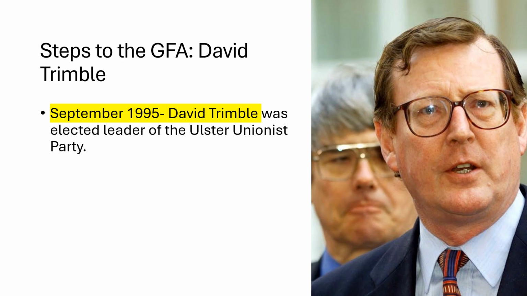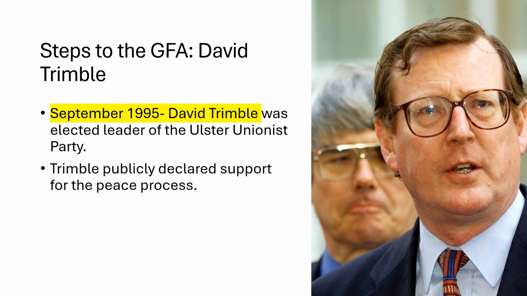The next big step then is David Trimble. So in September 1995, this man on the right of your screen, David Trimble, was elected as the leader of the Ulster Unionist Party. That's the party that had been the big unionist party in Northern Ireland since the 1920s. That's the party of Terence O'Neill and Brian Faulkner. And David Trimble's election as UUP leader is a really significant step towards the Good Friday Agreement of 1998.